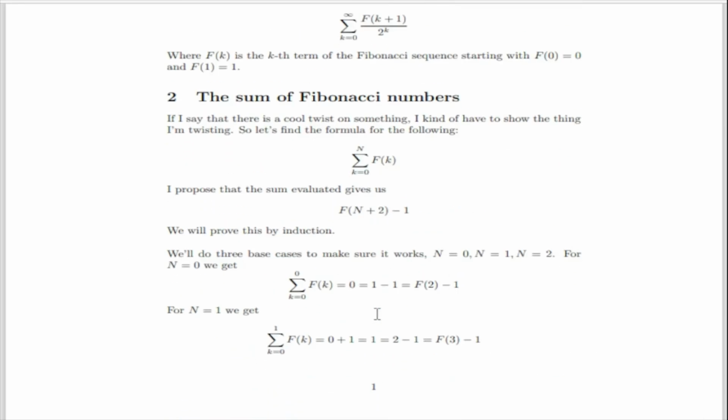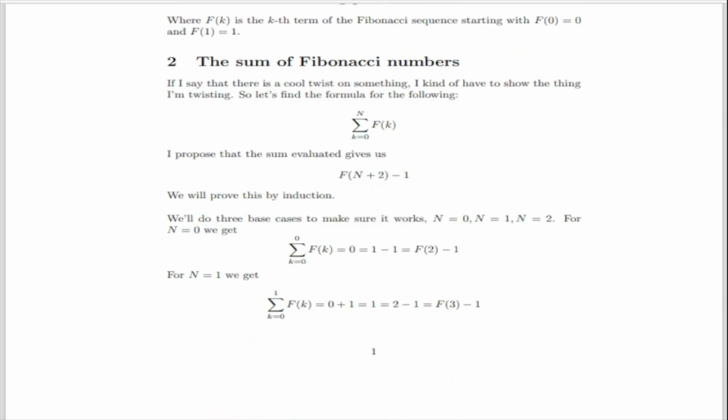So I can't say we have a cool twist on something if I don't show you what we're twisting, right? So we want to find the formula of the sum of the first n Fibonacci numbers. I propose that it gives us the n plus second Fibonacci number, all minus 1. We'll prove this by induction.